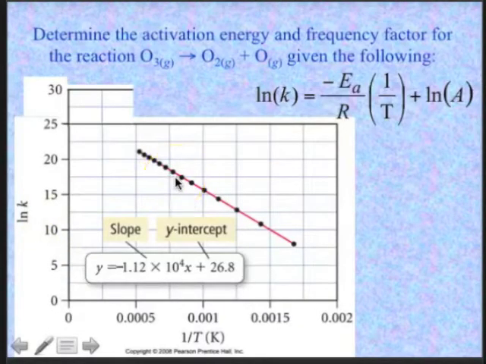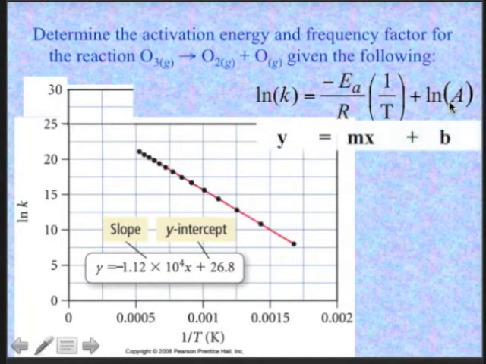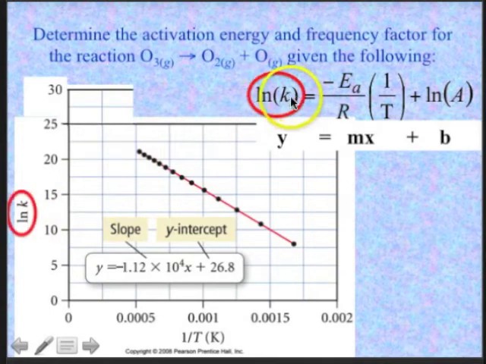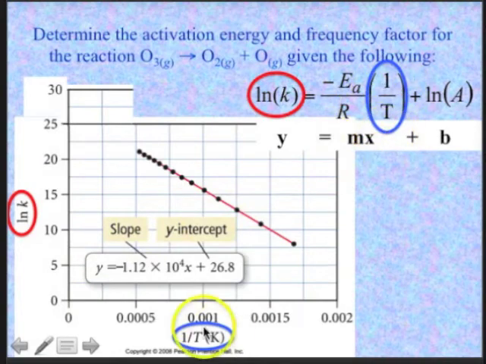Now let's go over a question that I could ask you on an exam. Determine the activation energy and frequency factor for a particular reaction here. We're going to use the Arrhenius equation, in the format y equals mx plus b. Let's parse this out and show you how these data are displayed on the graph. First of all, the natural log of k is the y-axis here, and 1 over the temperature is the x-axis.